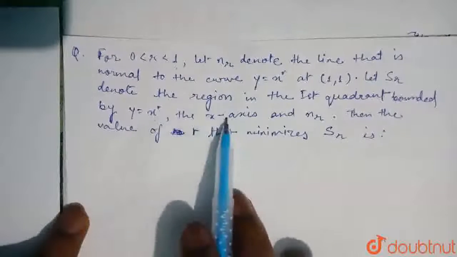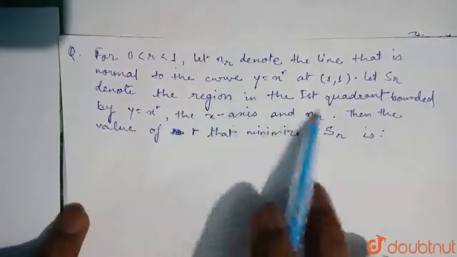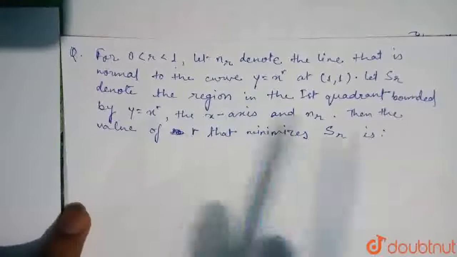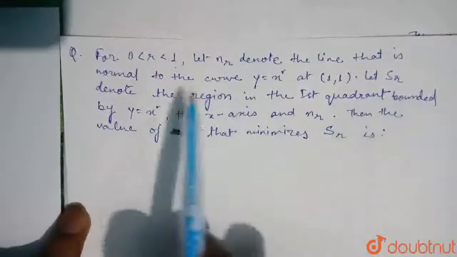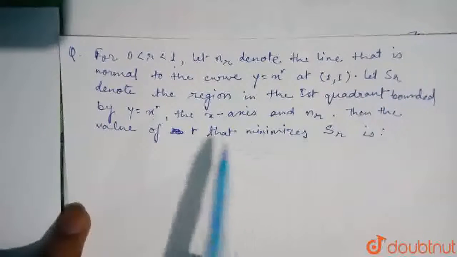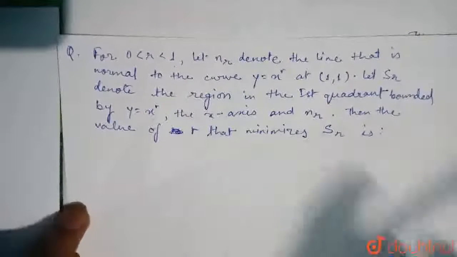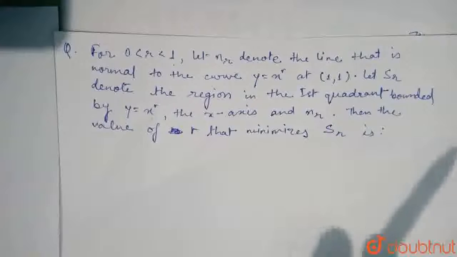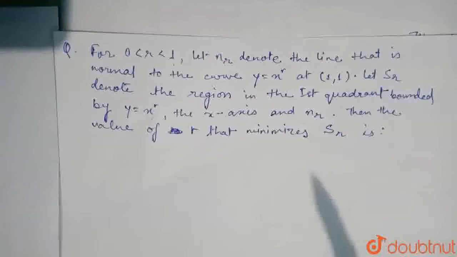the x-axis and the normal. मतलब ये तीनों कर्व से एक रीजन बाउंड हो रहा है इन द फर्स्ट क्वाड्रेंट, जिसको हम लोग S_r से डिनोट कर रहे हैं. तो ऐसा वैल्यू ऑफ r that minimizes S_r is, you have to find that minimum value, the value of r for which S_r is minimum.